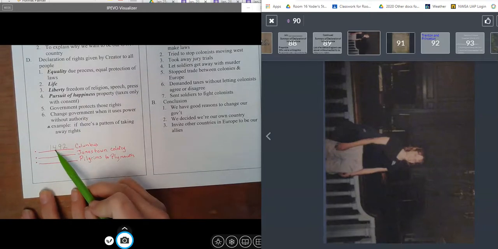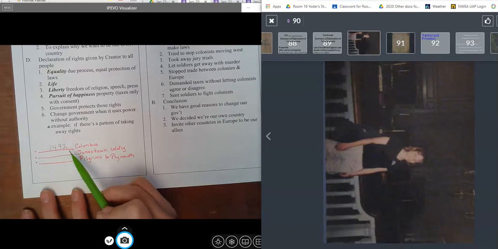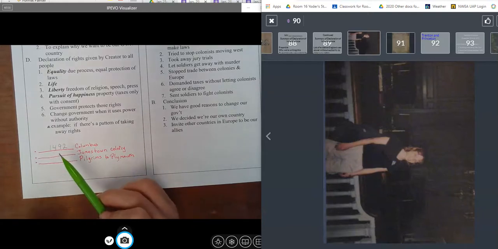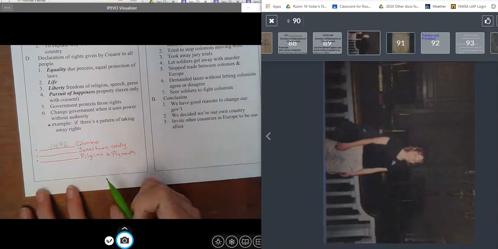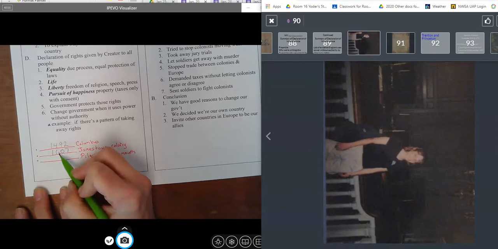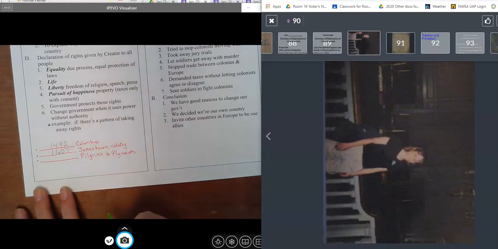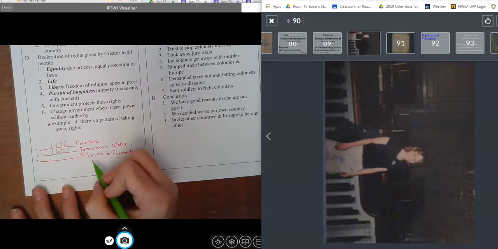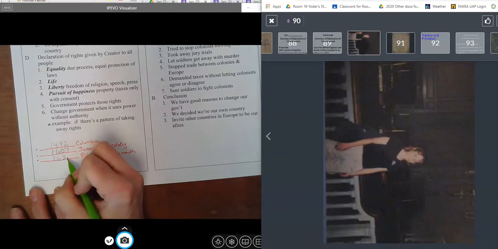Yes, it's 14, not 1942. That would be 500 years difference. And yeah, 1492. Jamestown, 1607. 1 plus 6, 07. There's a way to remember that. The P's came to P in 1620.